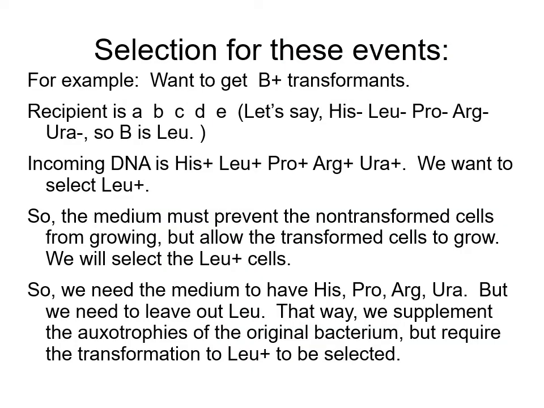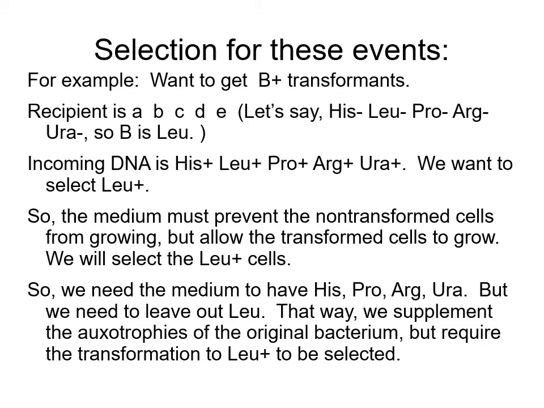Okay, so for example, we want to get B plus transformants. Recipient is little a, little b, little c, little d, little e. Let's say those are his minus, leu minus, pro minus, arg minus, ura minus. So B is going to be leu. So the incoming DNA has wild-type alleles of all those genes, including the leu plus, which is the one we're going to be selecting for. So the medium can be set up to select for that particular rare event, in which we will prevent the non-transformed cells from growing, but allow the transformed cells that have the leu plus to grow.